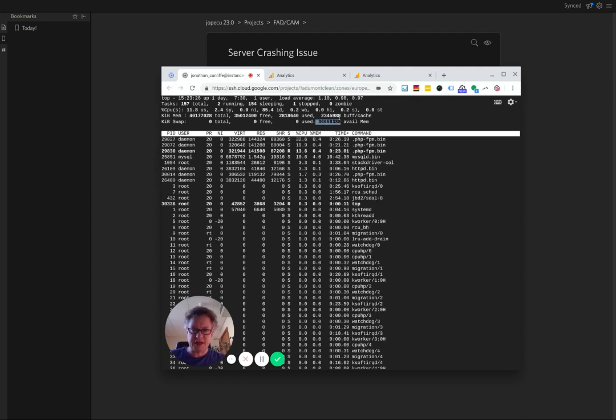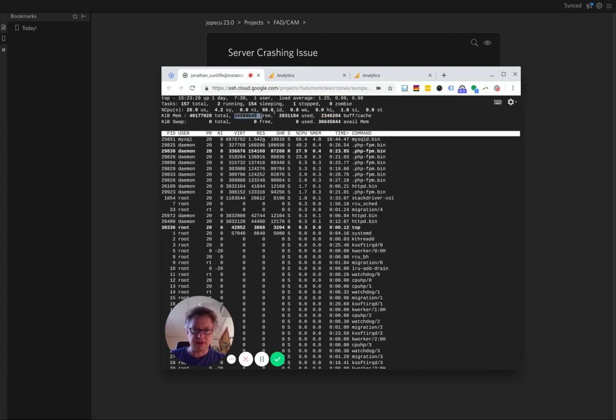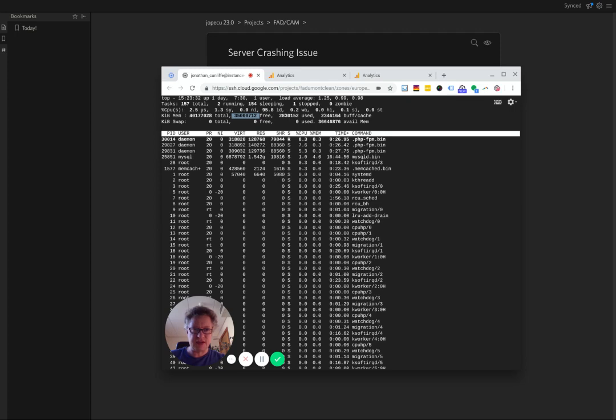And then in terms of available memory here, we've got free memory. It's saying basically it's using about 3 gig.